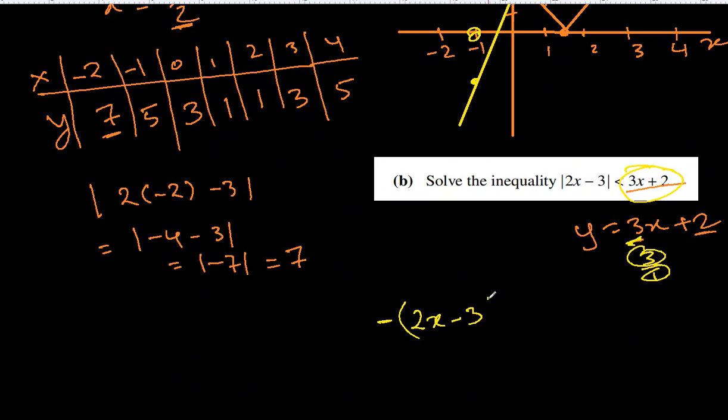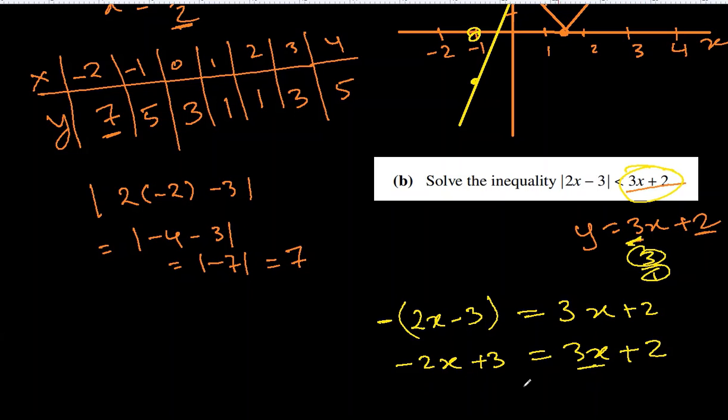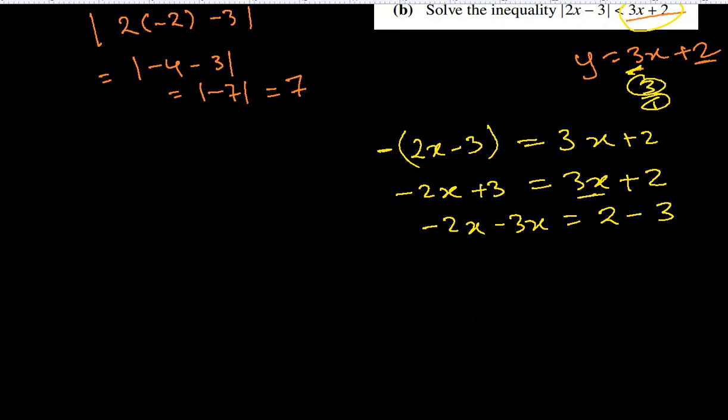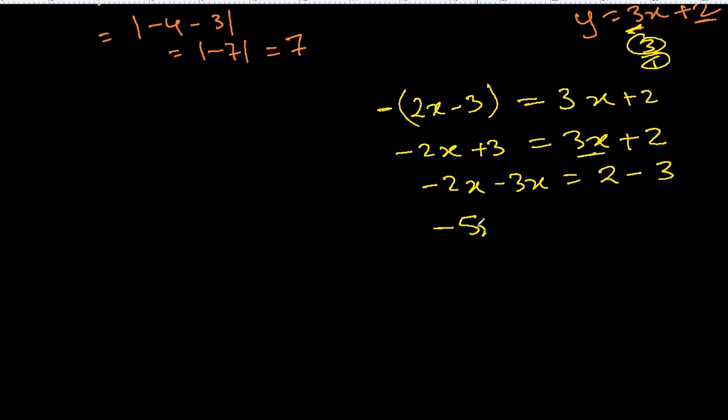So we will change the sign of 2x minus 3 and make it equal to 3x plus 2, because we want a point of intersection. So it becomes minus 2x plus 3 equal to 3x plus 2. Let's bring 3x to this side. Minus 2x minus 3x equal to 2 minus 3. So it becomes minus 5x equal to minus 1. So x becomes minus 1 over minus 5, 0.2.